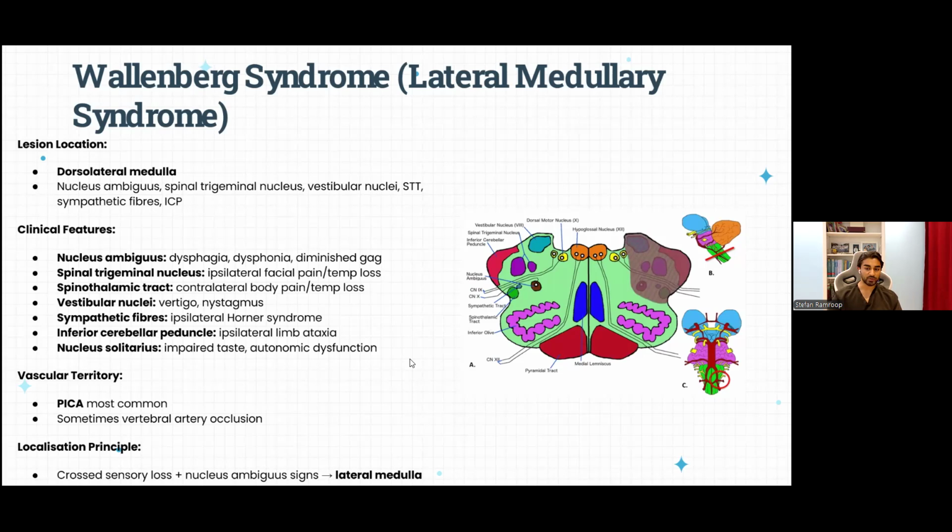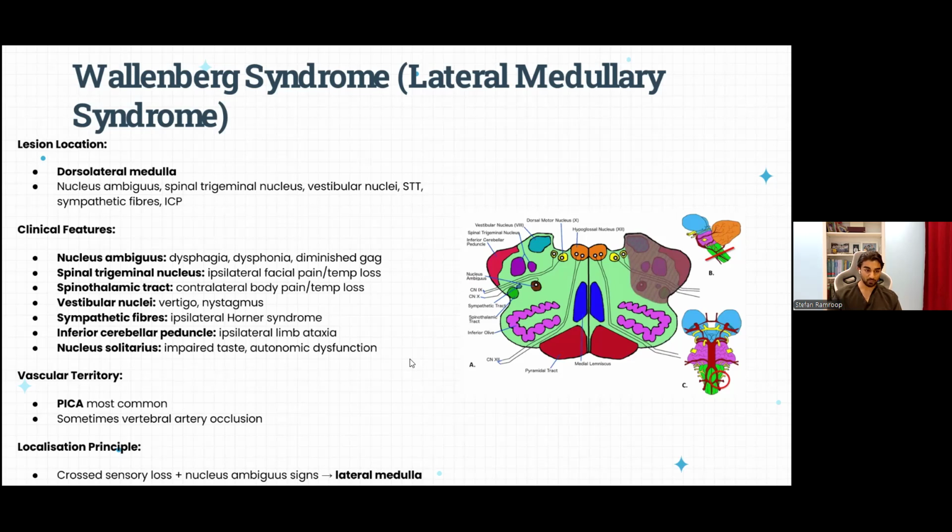And fourth, disruption of descending sympathetic fibers causes an ipsilateral Horner syndrome: ptosis, miosis, and anhidrosis. And fifth, the inferior cerebellar peduncle leads to ipsilateral limb ataxia, reflecting disruption of the cerebellar afferents. Lesions can also involve autonomic structures such as the nucleus of the solitary tract, which affects taste and cardiovascular reflexes. And the most common vascular supply involved here would be your PICA, your posterior inferior cerebellar artery, though vertebral artery occlusion can produce a similar pattern.